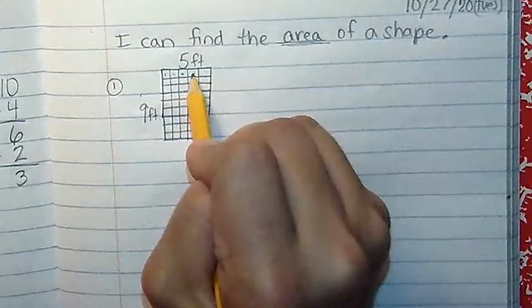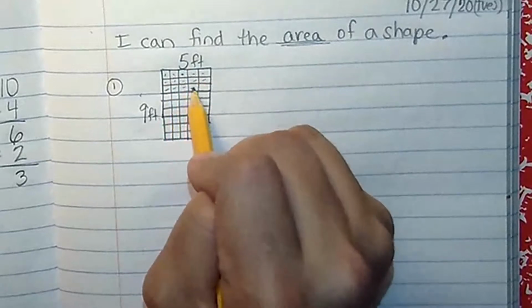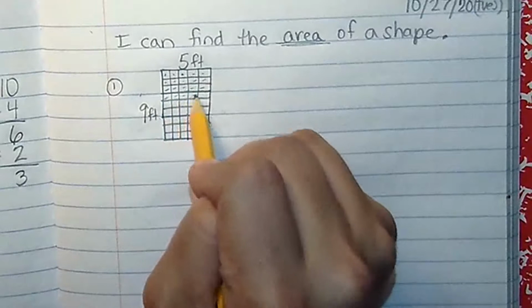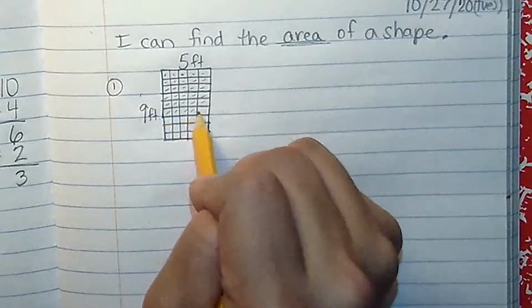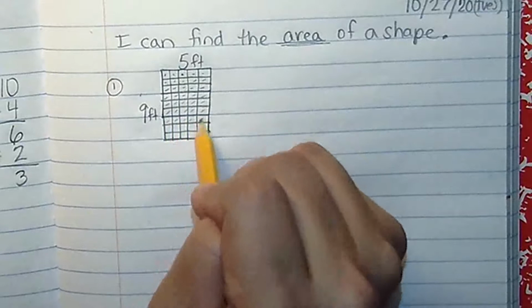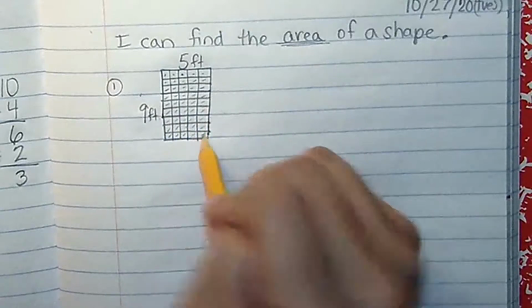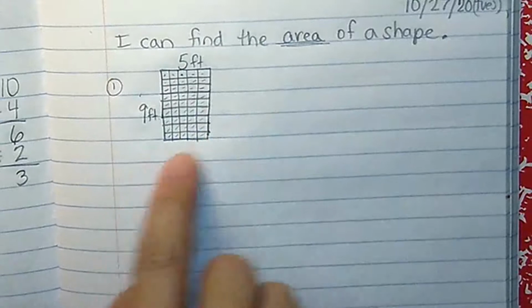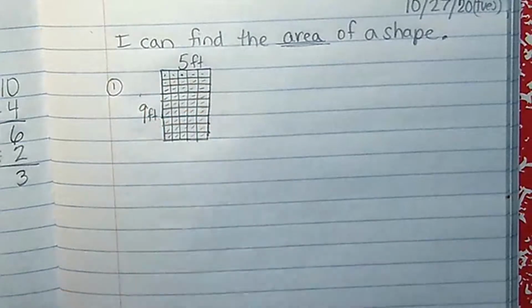1, 2, 3, 4, 5, 6, 7, 8, 9, 10, 11, 12, 13, 14, 15, 16, 17, 18, 19, 20, 21, 22, 23, 24, 25, 26, 27, 28, 29, 30, 31, 32, 33, 34, 35, 36, 37, 38, 39, 40, 41, 42, 43, 44, 45. Samson would have 45 squares that he could play on in the backyard.